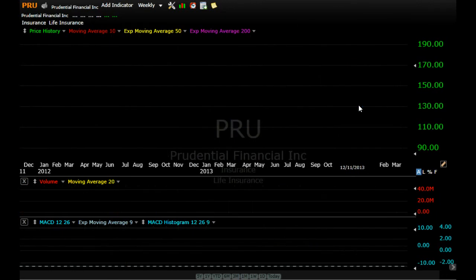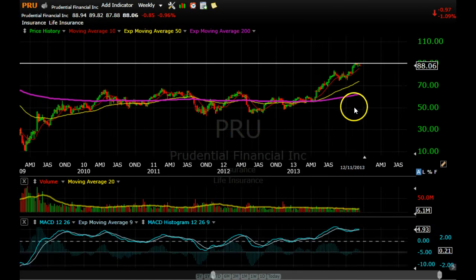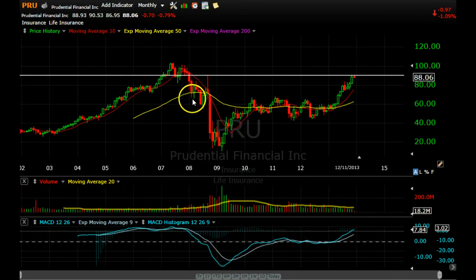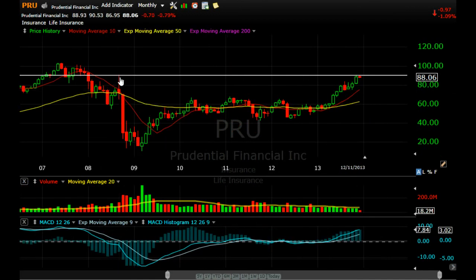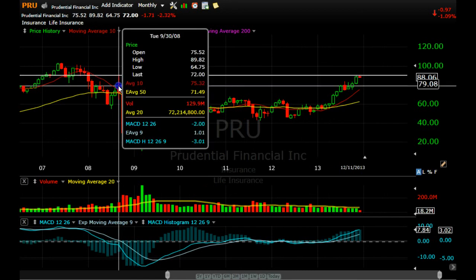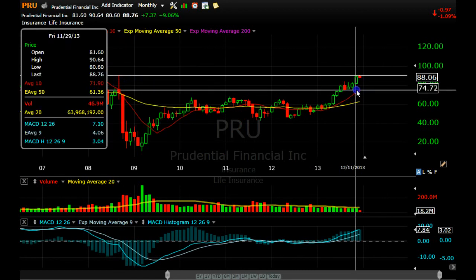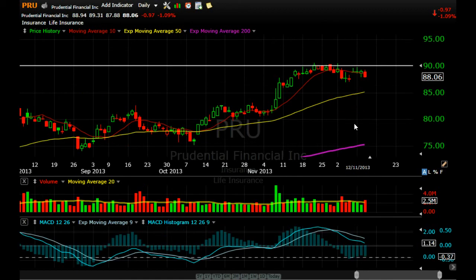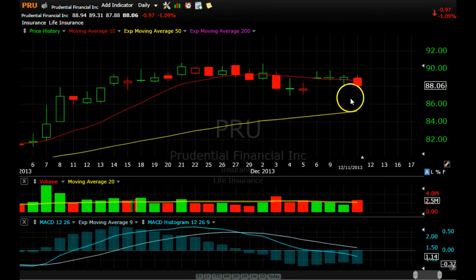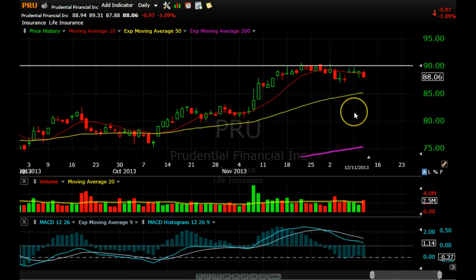Prudential still has this level that we've talked about, which is pretty much this distribution candle from back in 08. And we'll see if we can get above there. That's 129 million, not even close yet. So we'll see what happens, and go from there. And again, it's under the 10, so that's my red light. I'm not looking to get long this until it recaptures the 10 and gives me a better setup.